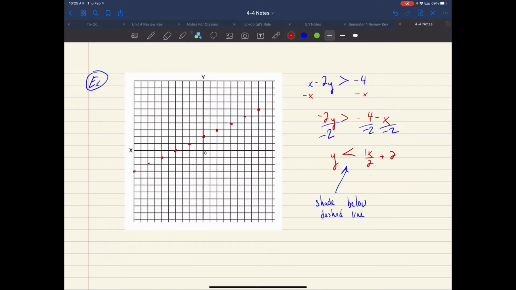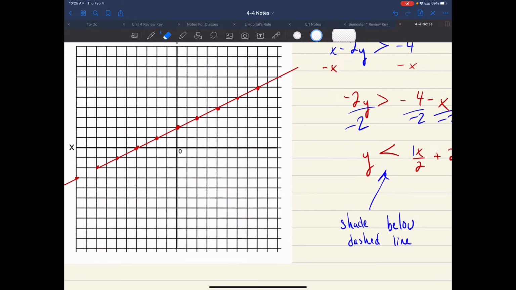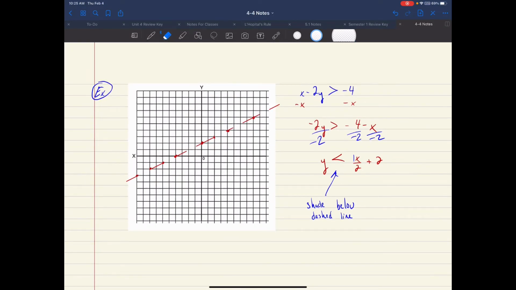Draw a line. Okay, this is a dashed line, so I'm going to delete some of these. Okay, and now I shade below. So I take a color, and I just shade the region below it. So this problem is just an example of something where you would have to solve for y first, and then graph it. And that represents my solution.